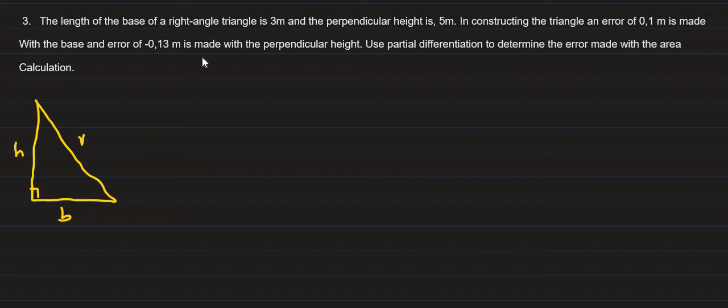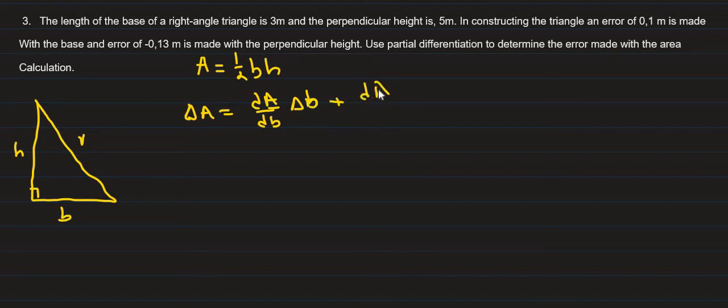The area of a right angle triangle is half base times height. The error, or change in area, is calculated by differentiating the area with respect to base multiplied by change in base, plus the derivative of area with respect to height multiplied by change in height.